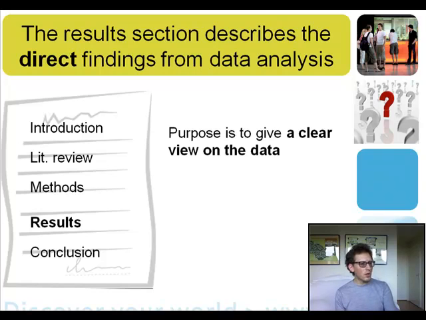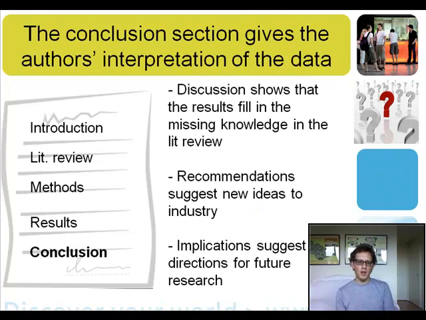And then comes the most important and the most complex section of a scientific research article, which is the conclusion. It gives the author's interpretation of the data. And here it serves 3 different purposes, and you will see all 3 in every scientific paper. Otherwise, it really almost can't get published. But these 3 often come in a different order, usually in the order shown here, but sometimes they're switched around or mixed together. A part called the discussion often shows that the results fill in the missing knowledge.